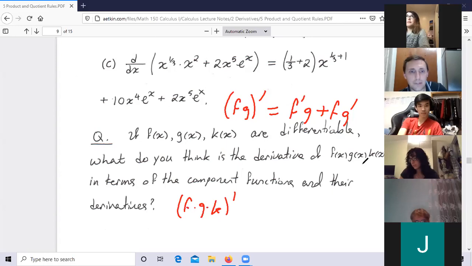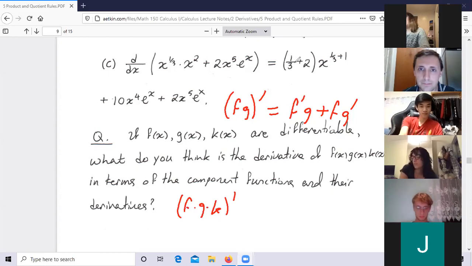Okay, two people have it. Great. Christian, you got it. And Rachel, wonderful, ditto. So yes, you have a sense for this pattern. And that pattern is true.